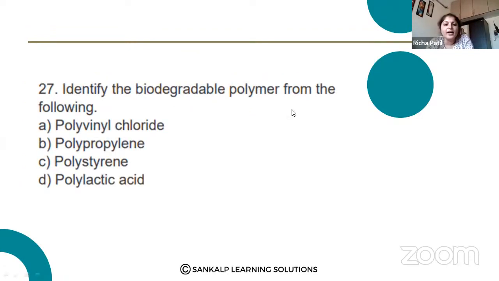So identify the biodegradable polymer from the following. Which is the biodegradable polymer from the following? Yes, Pasavraj, it is right. Okay, it is C. C is the correct answer. Yes, Sinchana, Shilpa, right. Good. So it is polystyrene. Okay, polystyrene is an example of biodegradable polymer.